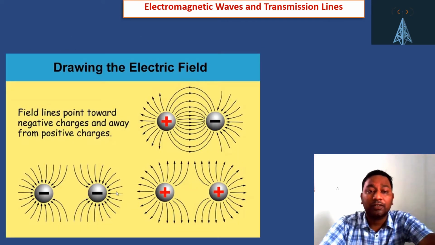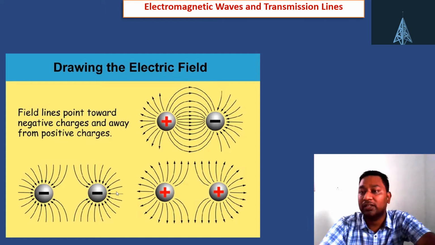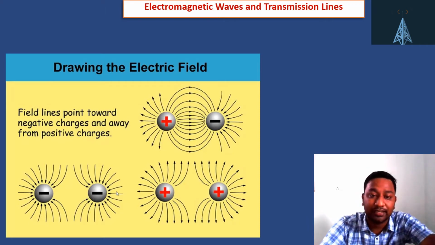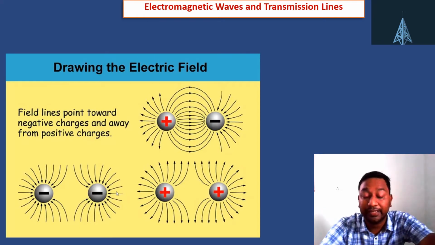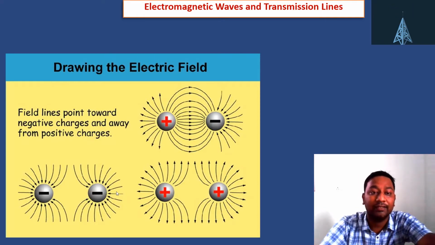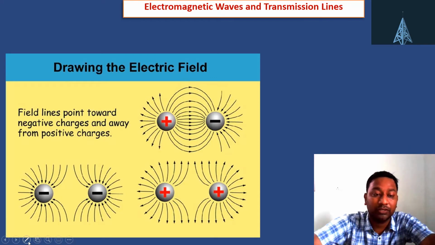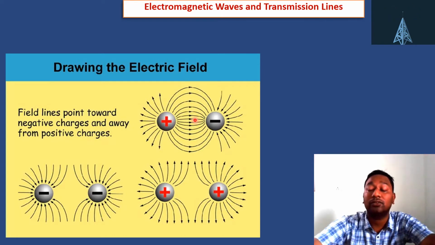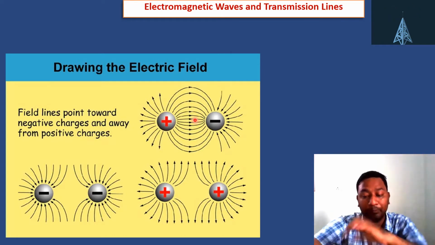Now what are the electric field lines? We already discussed this in the last lecture; we just revised the things. Lines come out from the positive charges and go inside the negative charges. So field lines point toward negative charges and away from positive charges. If both are positive charges, how will the field lines look? If both are negative charges, how will the field lines look? And if positive and negative charges are both there, how do the electric field lines look? That is visible there.